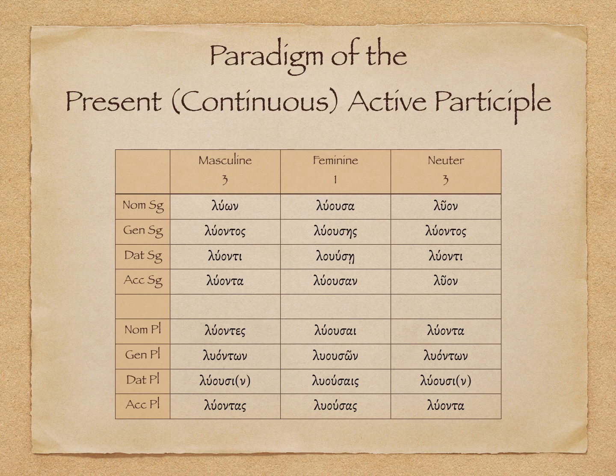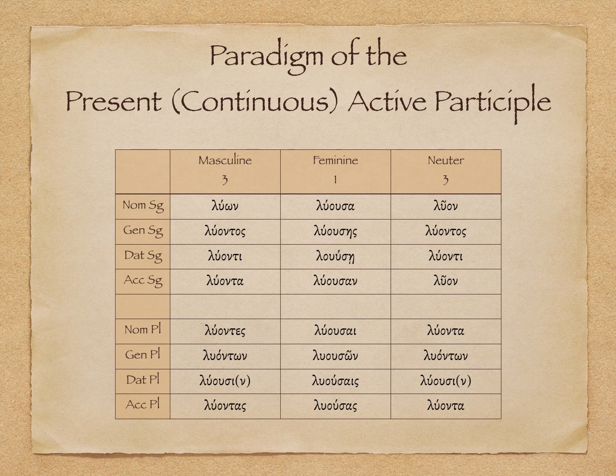Notice in the nominative singular and accusative singular, nominative plural, accusative plural, neuter, those are identical. Luon, luon, luonta, luonta. And accusative singular, masculine, luonta is the same as the nominative and accusative plural. So there's some regularity there. Also, the genitive and dative singular, masculine and neuter are the same, and genitive and dative plural, masculine and neuter.